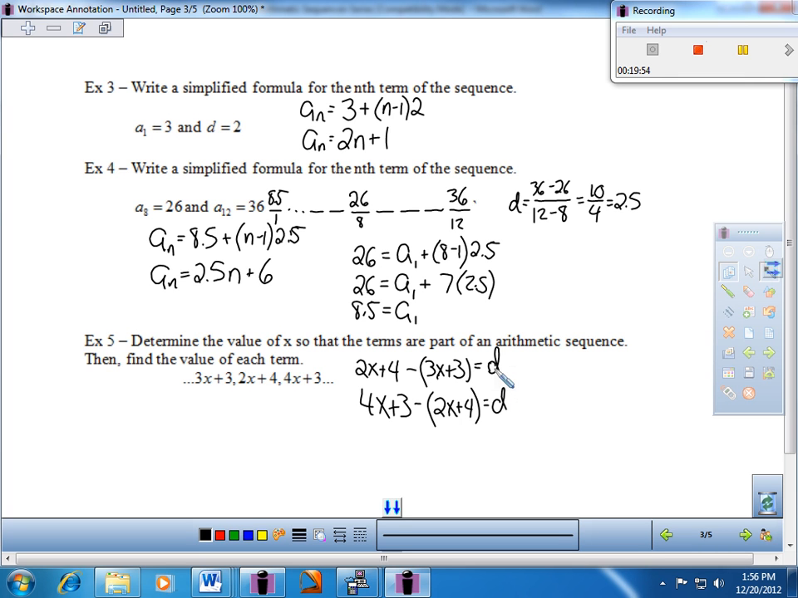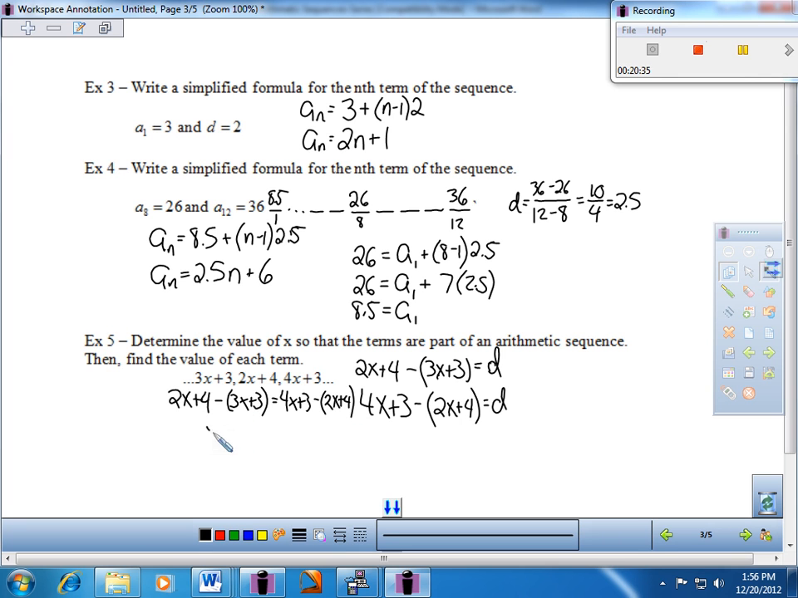And so let me find a little room to pull that off. I think I'm going to have to come over here. So I get 2x plus 4 minus 3x plus 3, and that equals 4x plus 3 minus 2x plus 4. All right, very good. And let's see what we want to do with this. Let's clean up a little bit on the left-hand side.